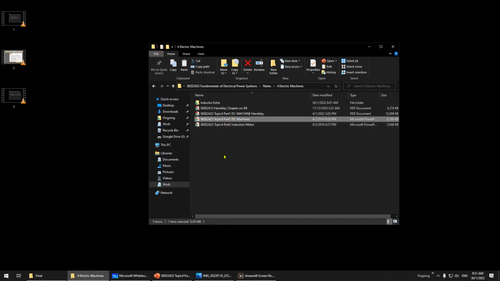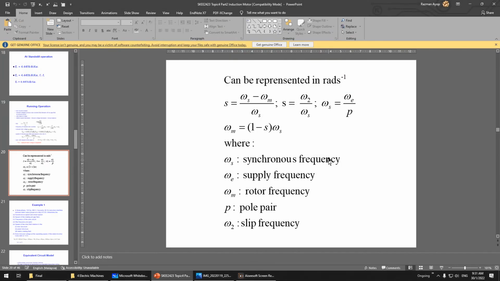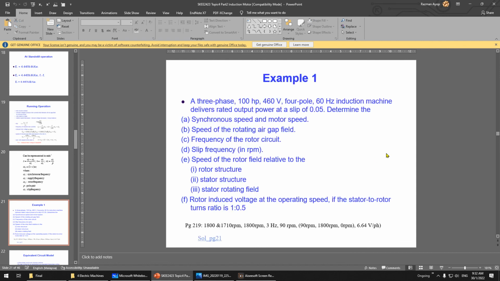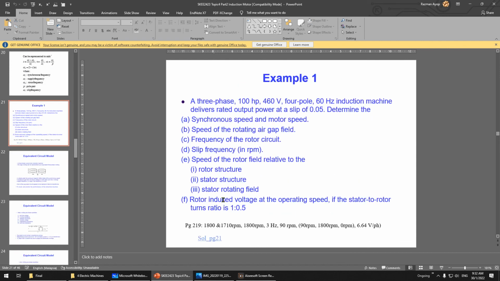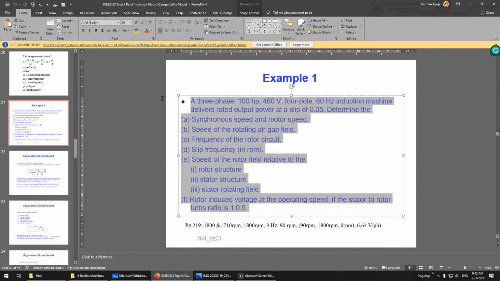And now for the induction motor. For induction motor, I suggest you focus on page 20. How to calculate the speed. This is the synchronous speed. You need to know the synchronous frequency, how to convert synchronous speed to synchronous frequency, and what is related to the slip. How to calculate what happens if the slip is increased. Make sure you know how. This one is a good example of how to calculate everything.